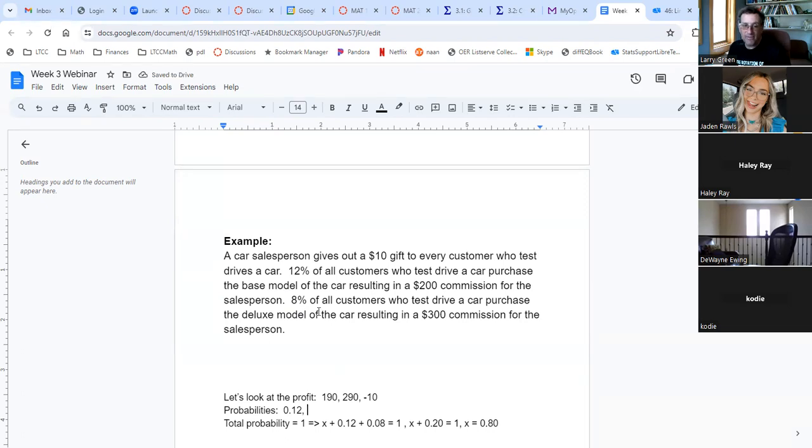And 8% purchase the deluxe model, and that is 0.08. It's not 0.8, by the way, 0.08. So it's a common mistake people will make sometimes. Any questions so far?